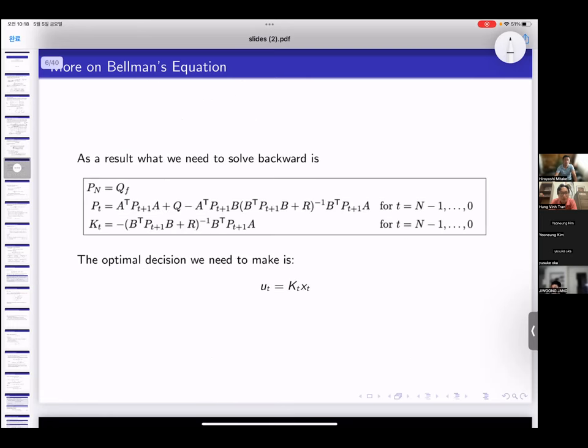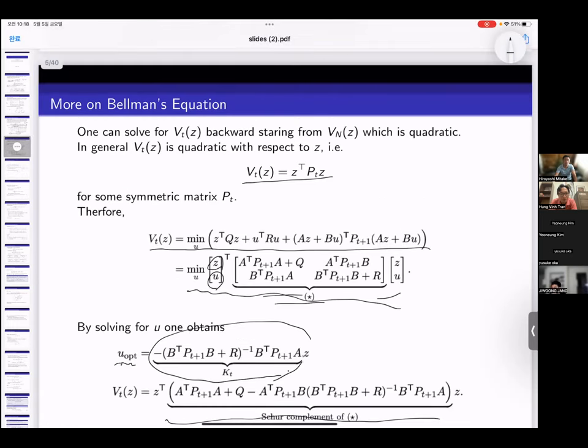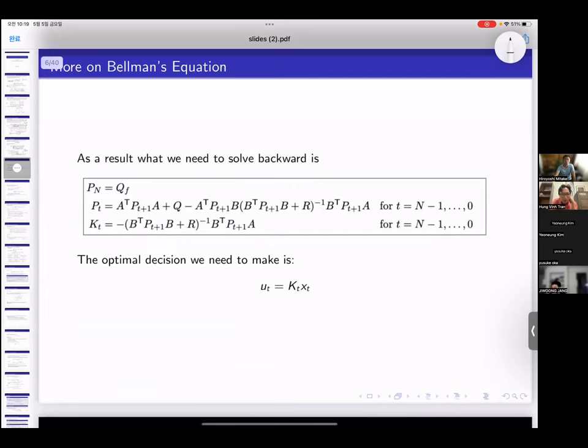Since V_T is assumed to have the form z transpose times P_T times z, now you have the recursive relation between P_T and P_{T+1}. So that is how you can solve the optimization problem recursively.